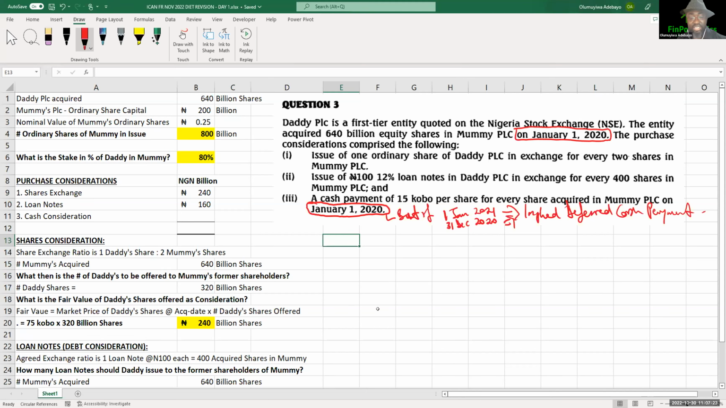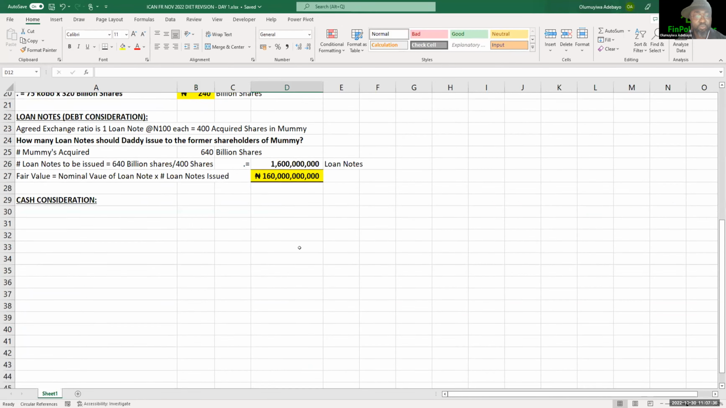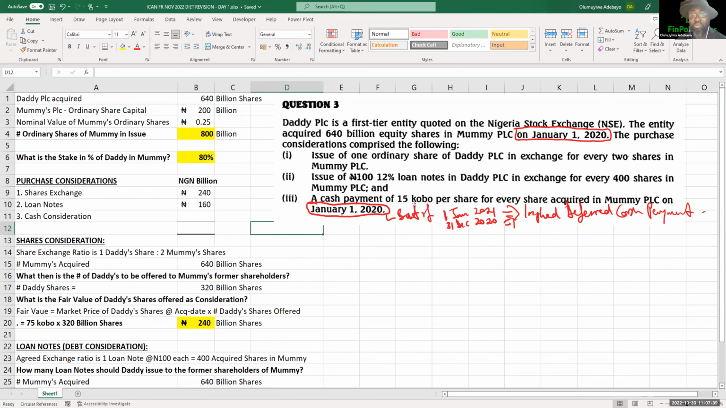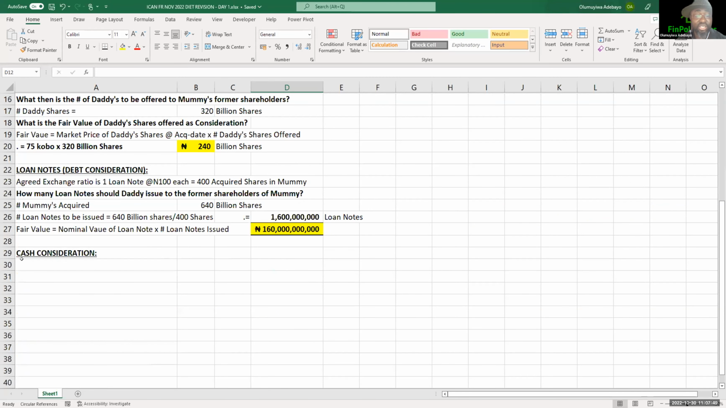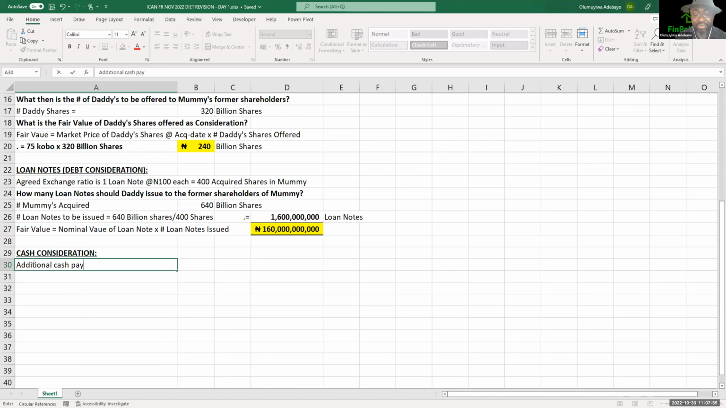And that's why I always emphasize, principle is much more important in knowledge acquisition than just trying to cram or grab with theory. Okay, now cash consideration. Now, a cash payment of 15 kobo per share for every share acquired in money, which means in addition to all of these two payments, you are still going to pay additional cash payments of 15 kobo per acquired share. By that in what? In money.